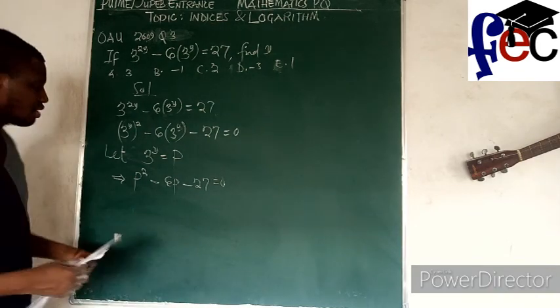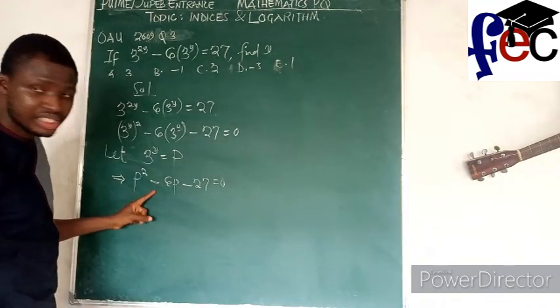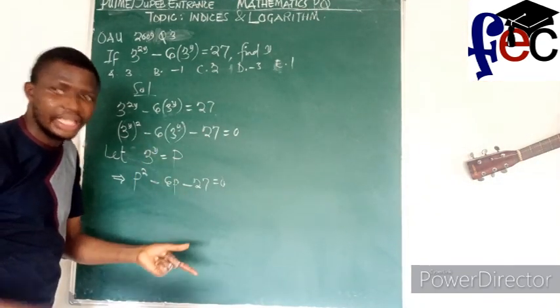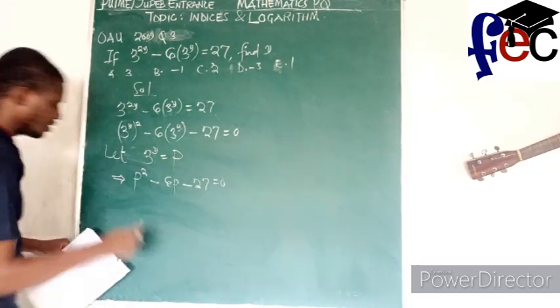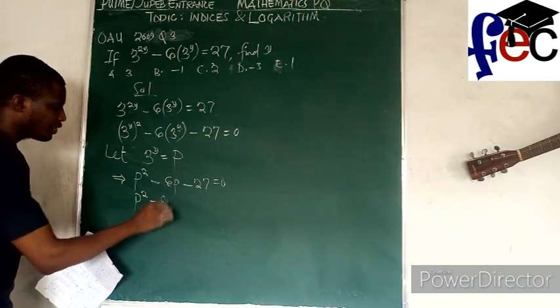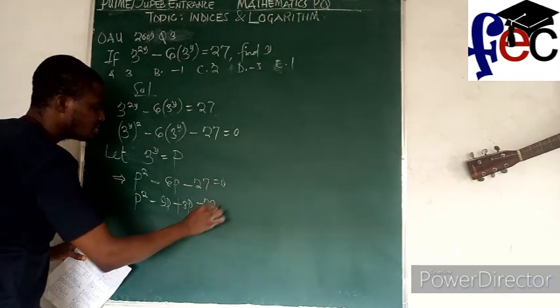Okay, now, but let's find the factors. Of course, the factors are going to be what? Minus 9 plus 3. Reverse the sign. That means it's going to be 9 and minus 3. That's going to be the result of this equation, but let's verify. So we have p squared minus 9p plus 3p, then minus 27 equal to 0.